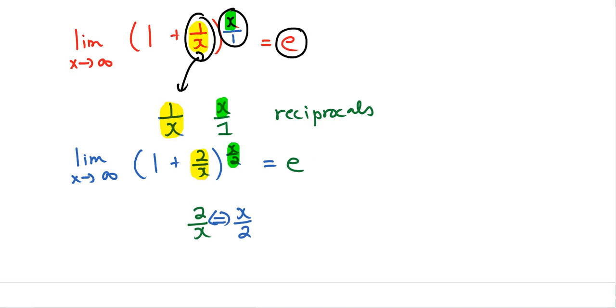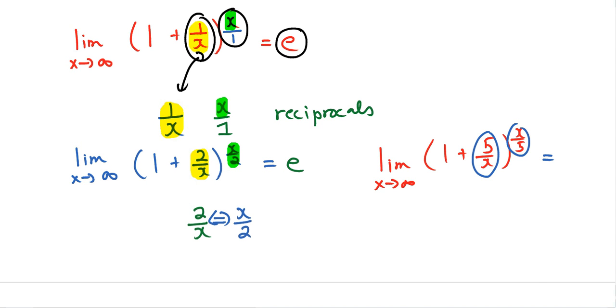Okay, just one more example here. If I did the limit as x goes to infinity of 1 plus, let's just say maybe 5 over x to the power of x over 5, notice once again that this expression right here and there, they're reciprocals. So if they're reciprocals, the final answer will simply be just e.